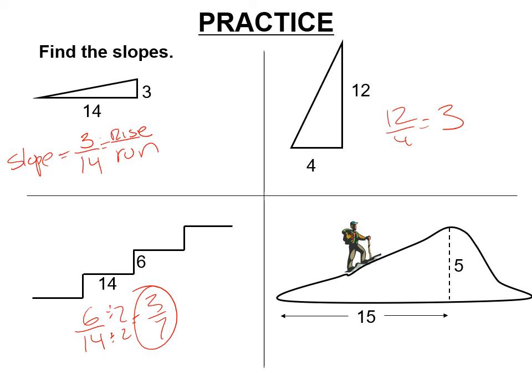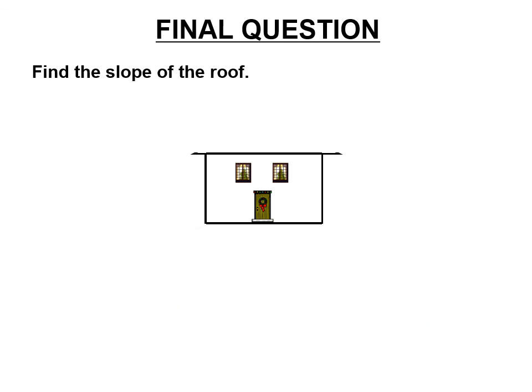This is not to scale, but there's someone going up a mountain, and right there's the rise of this mountain, 5. There's the run, 15. We would simplify that, and we get 1/3. And what do we call it when we ski down a mountain? We ski down the slope, all right? It's a ski slope. Again, it's from this. Oh, I just gave you this answer.